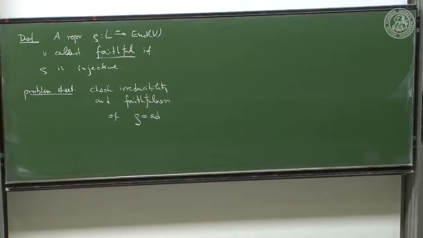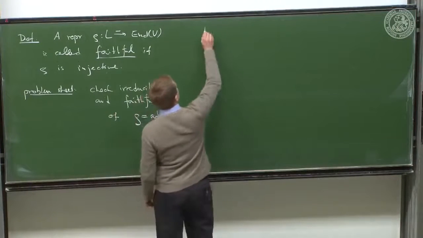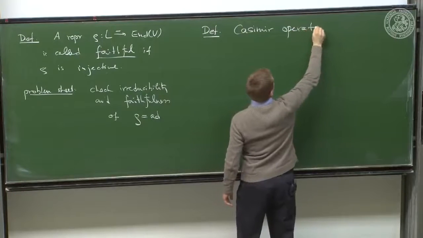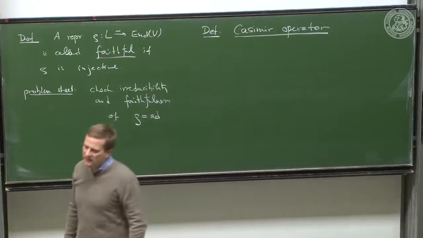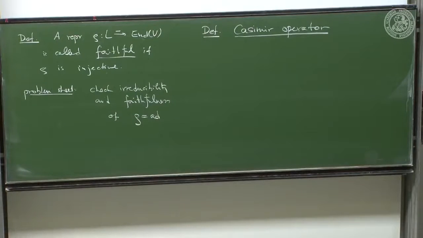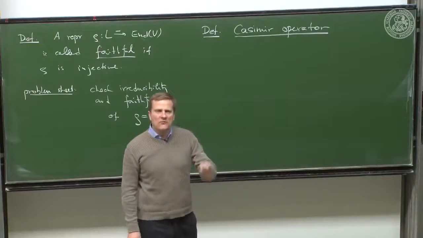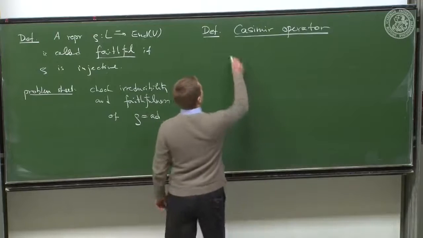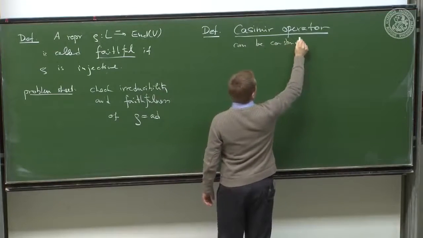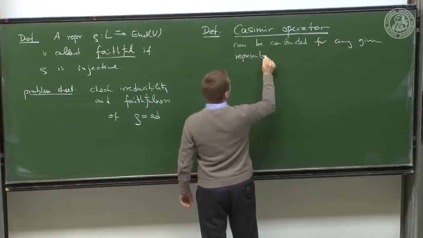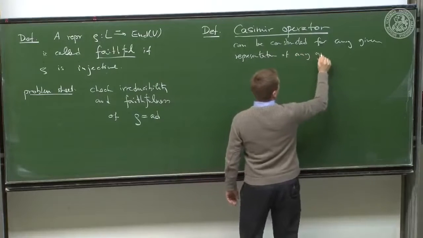Now, there's a very important concept in the study of representations, and that's the concept of a so-called Casimir operator. Because in physics, very often you are handed the Lie algebra already in a representation, there's sometimes some confusion that you can construct a Casimir operator for a given Lie algebra, but that's not true. The Casimir operator can be constructed for a given representation of a given Lie algebra. Casimir operator can be constructed for any given representation of any given Lie algebra.